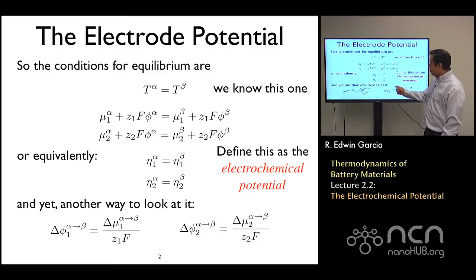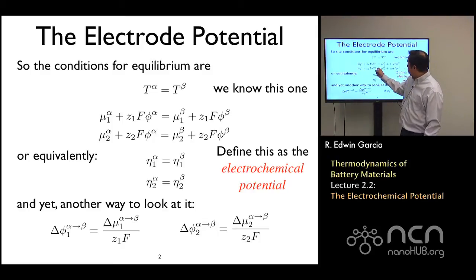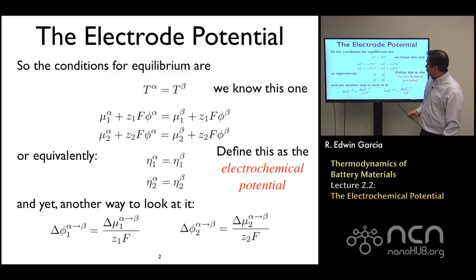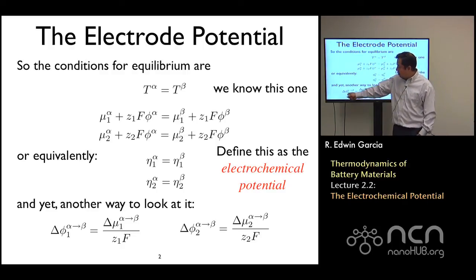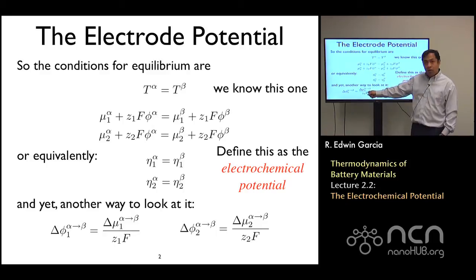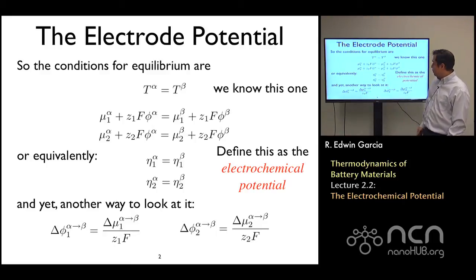Okay. Another way to look at it is by simply rearranging and passing the chemical potentials to the right and the voltage to the left. And so we find that the voltage difference has to do with the chemical potential difference divided by ZF, as it has also been traditionally known. So, we can think of this potential, say for component 2, if we arbitrarily call that the lithium of the system, the amount of lithium of the system, as the driving force for intercalating.